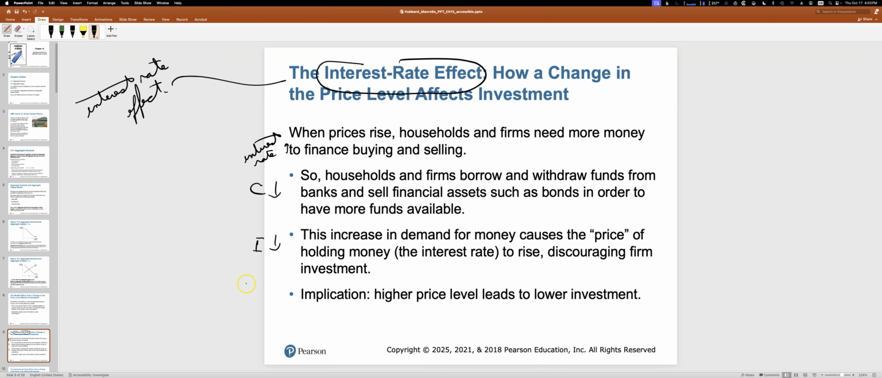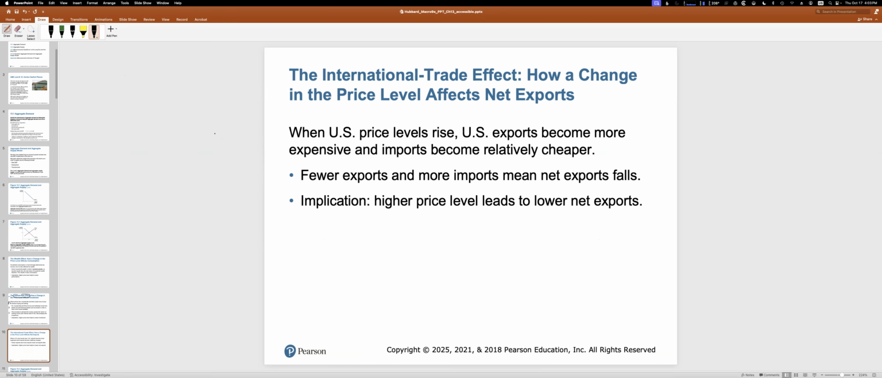And theoretically, net exports would change as well. They just don't put that on the slide here. So this is our second reason why the aggregate demand curve is downward sloping. And then the third reason is called the international trade effect.